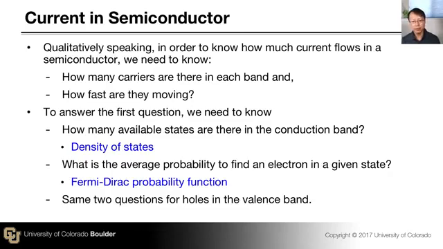In order to answer the first question, that is, how many carriers are there in the conduction band and valence band, we need to know two pieces of information. One, how many available states are there in those bands, in the conduction band and the valence band? And what is the average probability of finding an electron in a given state? The answer to the first question is given by the density of states. The answer to the second question is given by the Fermi-Dirac probability function. Once we know these two, then we can calculate the concentration of carriers by simply multiplying these two.